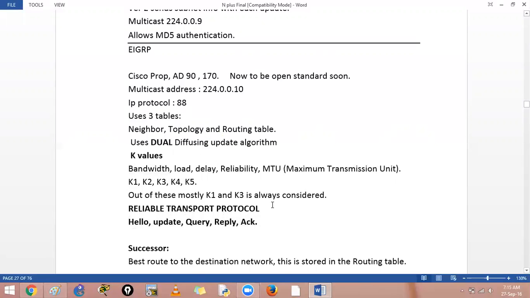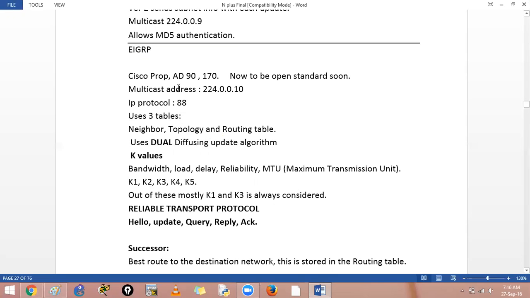RTP has two acronyms actually. RTP is real-time protocol that is used in voice, and reliable transport protocol is for EIGRP. So EIGRP sends hellos. Yesterday we saw that a hello packet is kept sent to check whether the neighbor is alive, right? So hellos, updates, queries, replies, and acknowledgement. So it uses multicast and unicast both for communication.